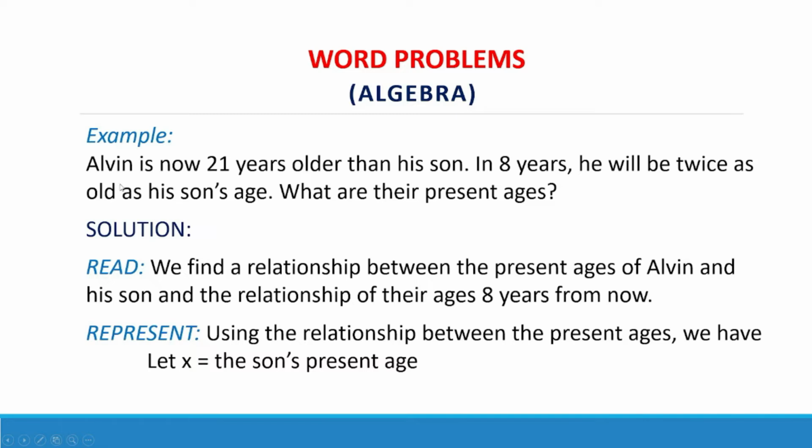For example, Alvin is now 21 years older than his son. In 8 years, he will be twice as old as his son's age. What are their present ages?